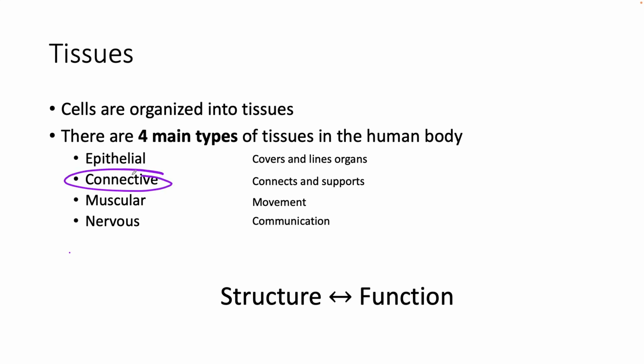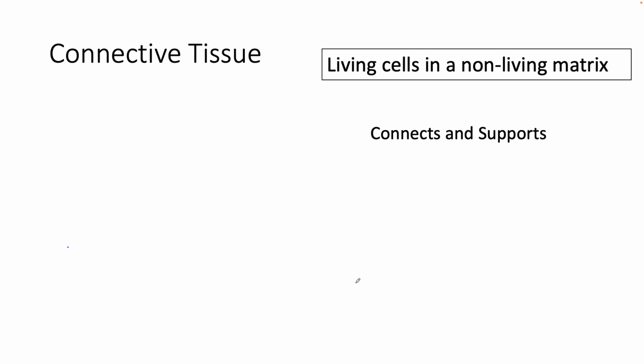And as the name would suggest, connective tissue functions to connect together structures in the body and support the body. And just like when we talked about epithelial tissues, the structure of the connective tissue informs the function of that tissue. So what it looks like or how it's made influences what it does. So again, connective tissue connects and supports structures of the body. The definition of connective tissue is living cells in a non-living matrix.